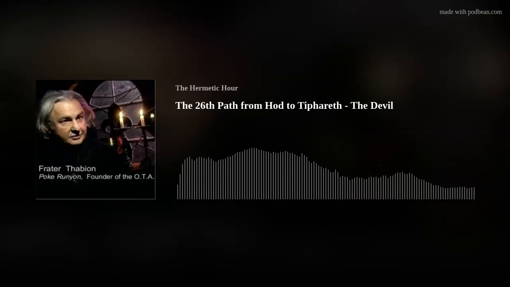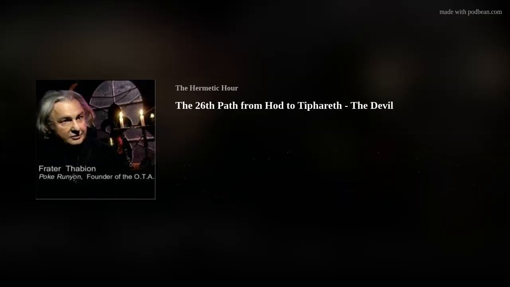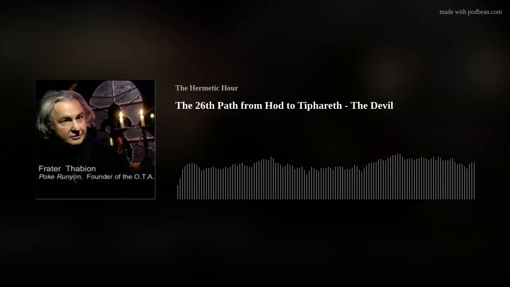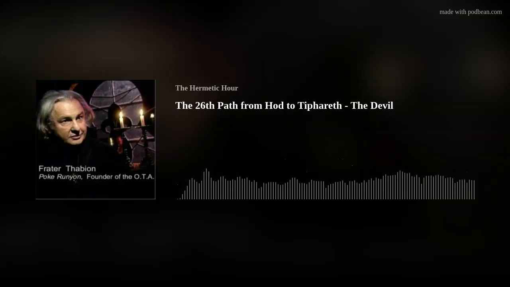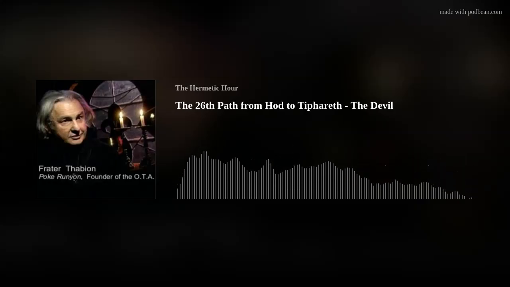So this is Hod. Hod is this Mercurial Sphere. And it's interesting that the planet Mercury is a pretty good planetary analogy for this because Mercury is hotter than blazes and it doesn't rotate.